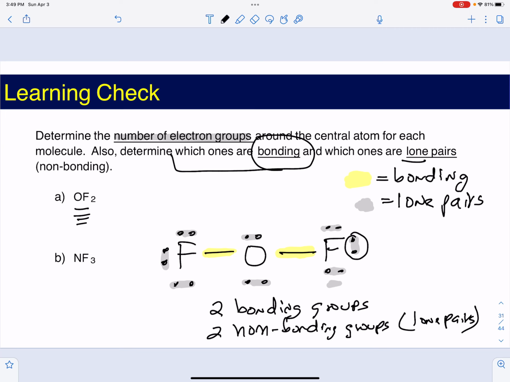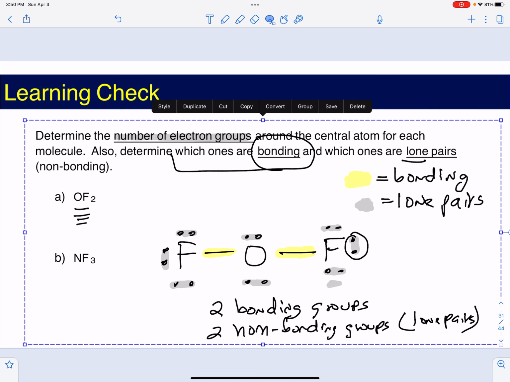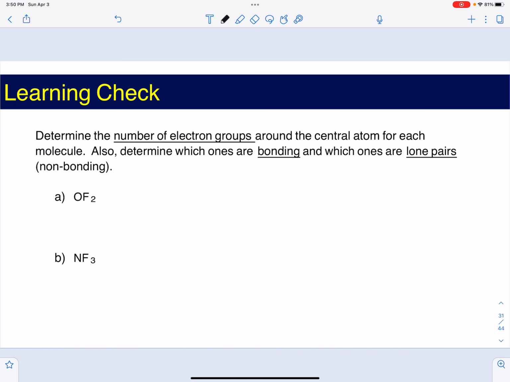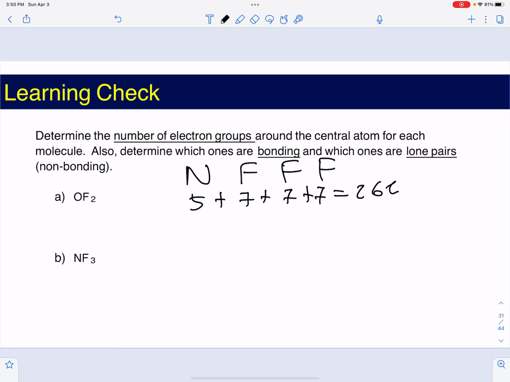So that's what we're gonna do. We're gonna do the Lewis structures. We're only gonna be looking at the central atom, and we're gonna decide how many bonding electrons it contains and how many non-bonding or lone pair electrons it contains. So let's do it with nitrogen trifluoride. We're gonna have one nitrogen and 3 fluorines, so 5 valence electrons plus 7 plus 7 plus 7, which is a total of 26 electrons.